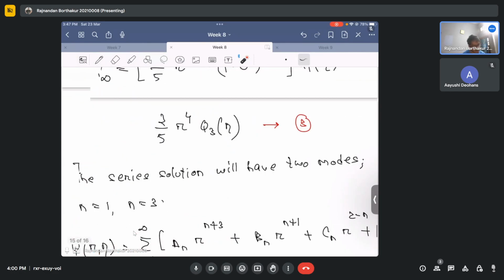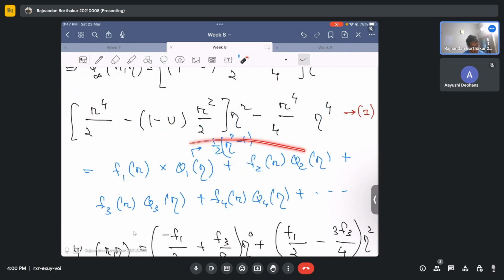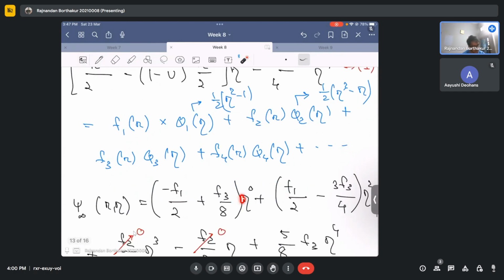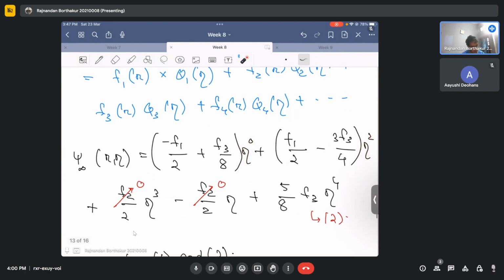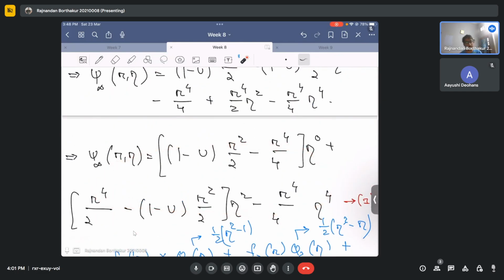So we just substituted Q1, Q2 and Q3 in this equation. For instance, I substituted Q2 as half of eta cube minus eta. Once I substituted it, I rearranged this equation in increasing powers of eta: eta naught, eta squared, eta cube and eta power 4. Then I compared this equation 2 with equation 1. Is this clear or not? Like, how did we get that?